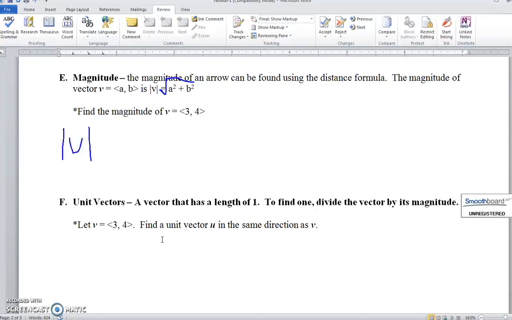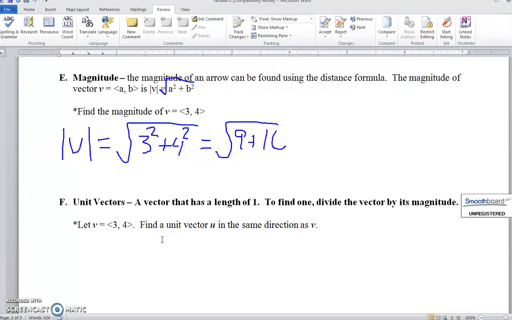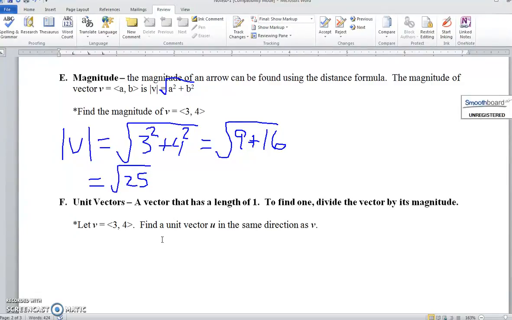Mathematically, the symbolism is absolute value around v, and it's just going to be the square root of 3 squared plus 4 squared, which is the square root of 9 plus 16. That just equals the square root of 25, which is 5. Now, many of our questions probably won't have this nice number in the end. It's okay to leave your magnitude as a square root. I could have left it as square root of 25, and that would be perfectly acceptable for most of our homework questions. So do be expecting some messy numbers in these kinds of questions.